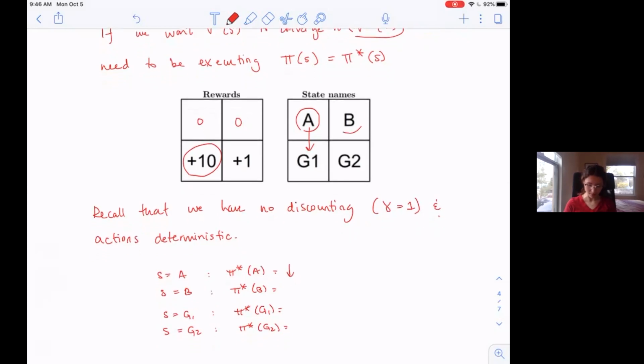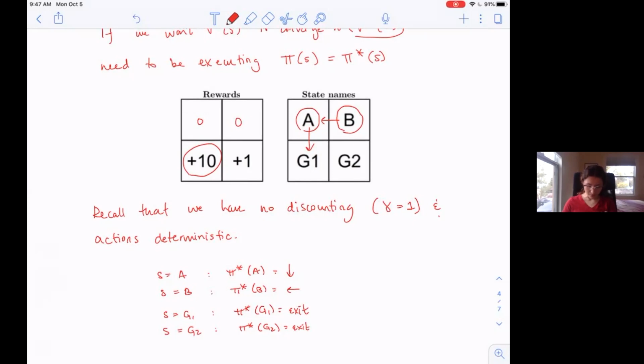What about if I'm in state B? Well, if I'm in state B and I choose to go down, I will only get plus 1. But if I choose from state B to go left to A, and then I follow again the optimal policy from A to get to G1, then eventually I will get that plus 10 reward at the end, which again, with no discounting, is going to be the best I could possibly do. So from B, the optimal policy will be to go left. And for G1 and G2, since the only action we can take is exit, we essentially have to just exit here, even in the optimal policy.